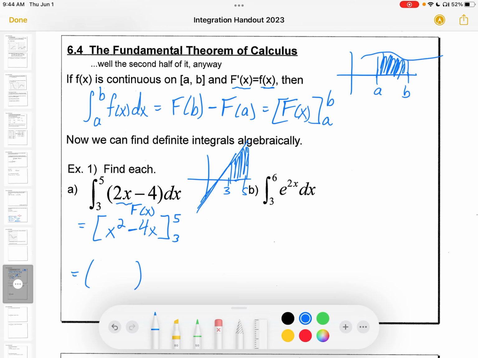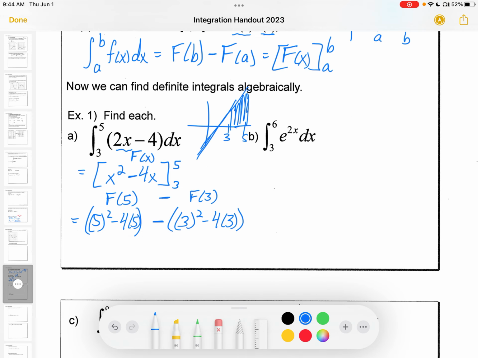Now what we're going to do is sub in the number 5 into that antiderivative. So it'll be 5 squared minus 4 times 5. That is big F of 5, minus the antiderivative at 3. So that would be 3 squared minus 4 times 3. We're just subtracting those two things off. We'll carefully work this through. So 25 minus 20 would be 5. 9 minus 12 would be negative 3. And the value of this integral will just be 8. So 5 minus negative 3 is 8.